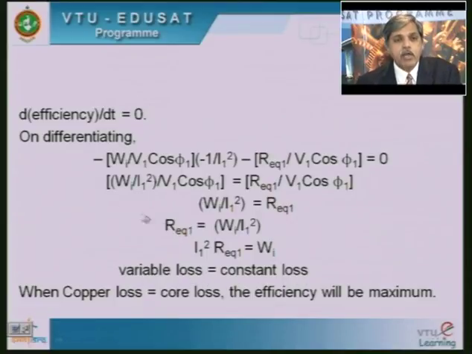If I load the transformer such that the current drawn by the primary winding is given by the relationship I1 square R equivalent 1 equals Wi, I will get the maximum efficiency for the transformer. So the condition for maximum efficiency is that the variable loss should be equal to the constant loss, or the copper loss should be equal to the core loss in a transformer.